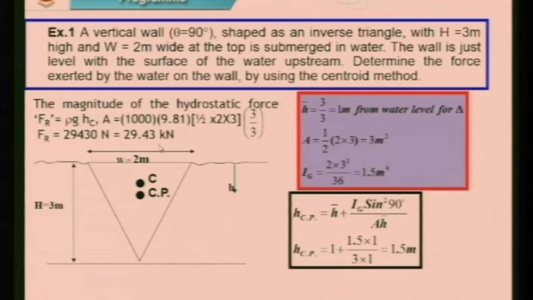We use gamma hc into A. Gamma is 1000 into 9.81 into area of the triangle, half base into height. hc is height of the triangle, 3 meter, which we can see in the diagram also. H by 3 from this point, the value is 1 meter. So you can see there the value comes to be around 29.43. So the force, hydrostatic force, you are able to get. Now let us march to the next one.